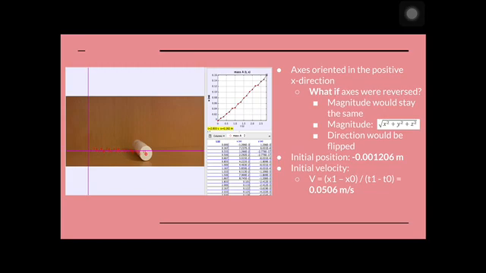I was able to take the initial position from the table given in the bottom right and calculated the initial velocity by subtracting the first x position, x1 minus x0 over t1 minus t0, yielding 0.0506 meters per second.